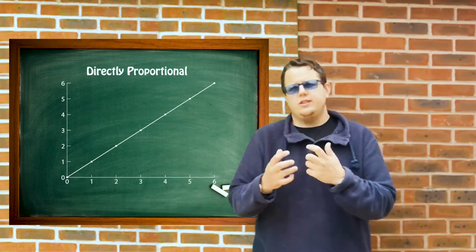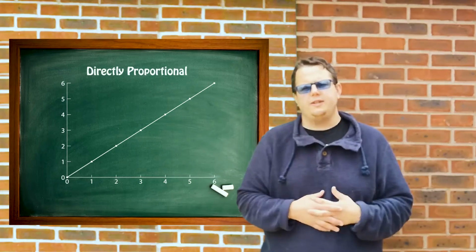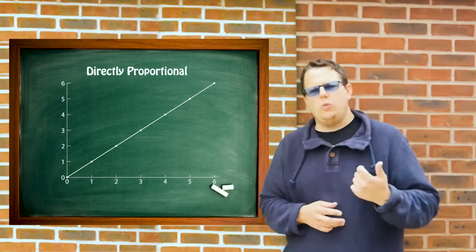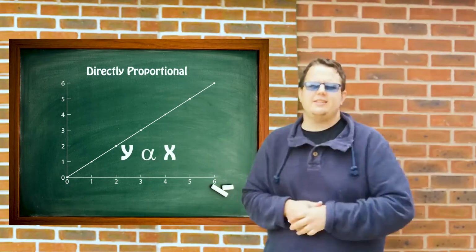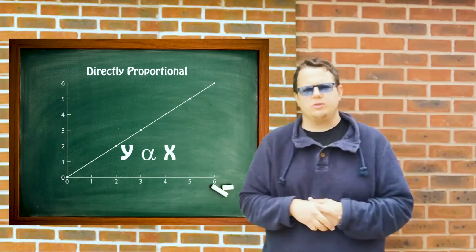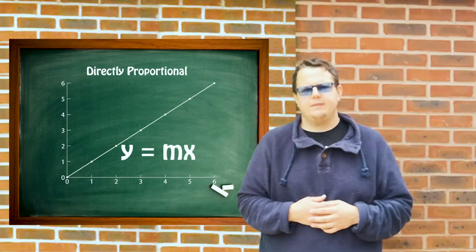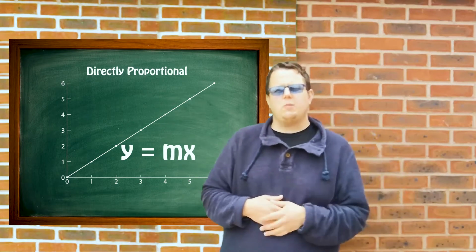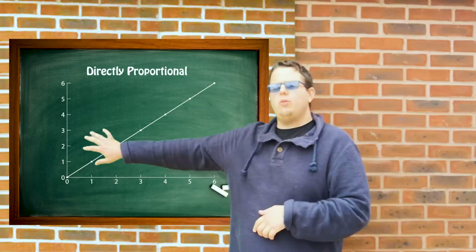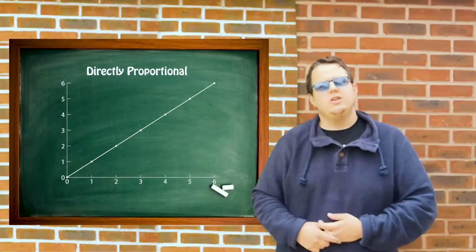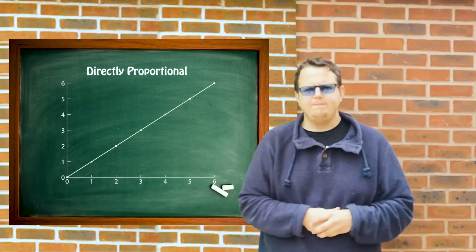Directly proportional graphs. These also have a straight line with a positive gradient, but this time it goes through the origin. Mathematically, we can say y is proportional to x, and that's what this alpha sign means, proportional to. Or y equals mx, where m is our gradient again. In these graphs, if you multiply a value on the x-axis by a factor like 2 or 3, then the value on the other axis is multiplied by the same value. So if you double one, you double the other. And this is a good way of checking if you've got directly proportional data.